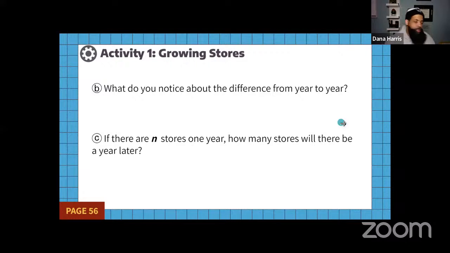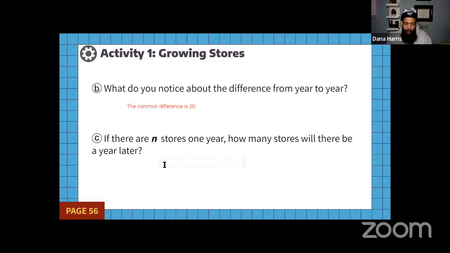The question says, what do you notice about the difference from year to year? That common difference that we were talking about is 20, and it's the same each year. Specifically, it's the same being 20 stores each year. But then notice it says, if there are N stores in 1 year, how many stores will there be a year later?